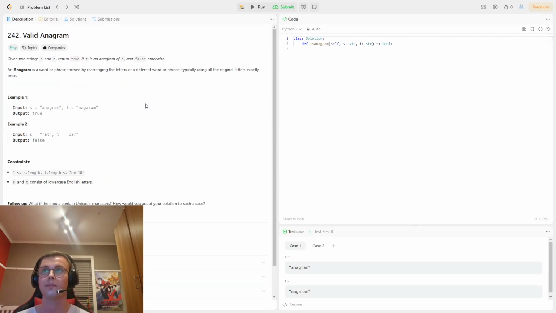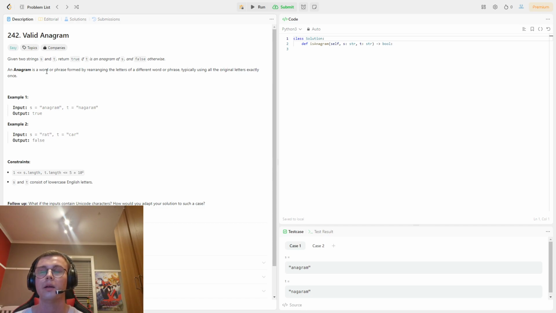I'm just going to read through this. Given two strings s and t, return true if t is an anagram of s and false otherwise. Okay, so I think I know what an anagram is. An anagram is a word or phrase formed by rearranging the letters of a word or phrase, typically using all the original letters exactly once.